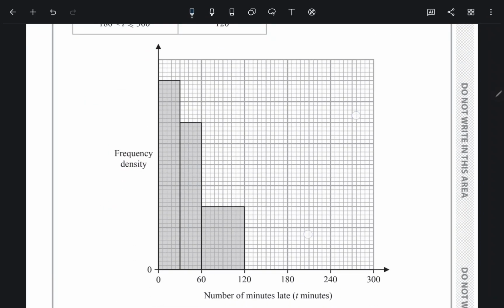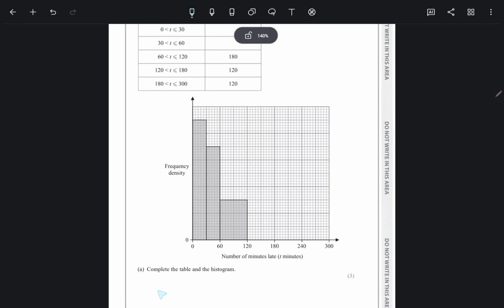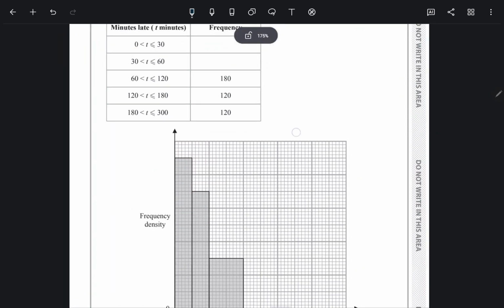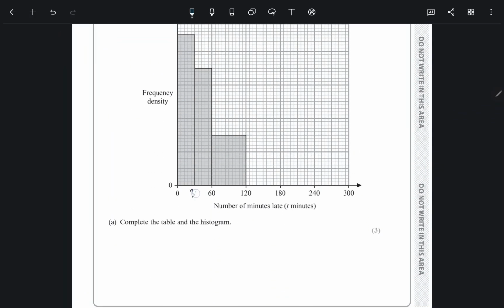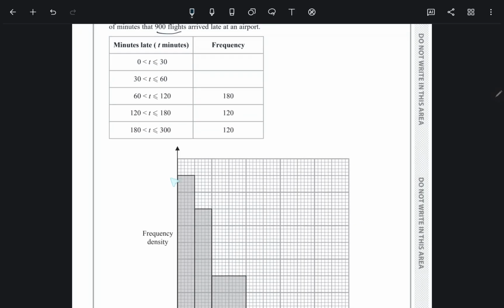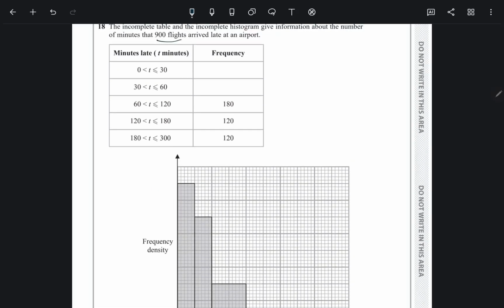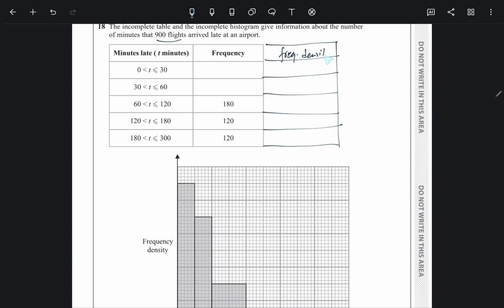We're given a graph, and the question says complete the table and the histogram. So from 0 to 30, we don't have the values for the frequency density as well. So the frequency density for 16 to 20, the frequency is 180. So I'll make a separate column for the frequency density. That's going to be frequency divided by the class width.